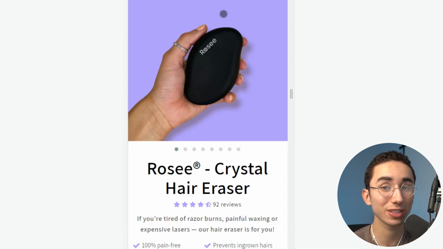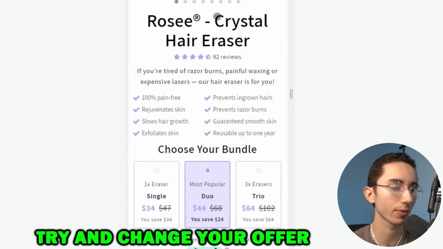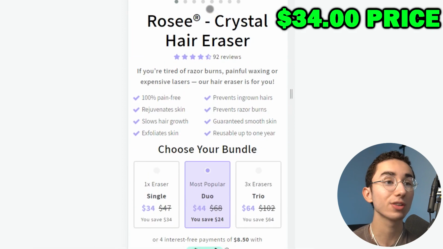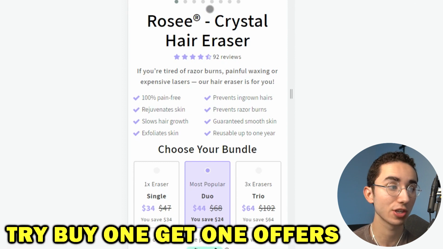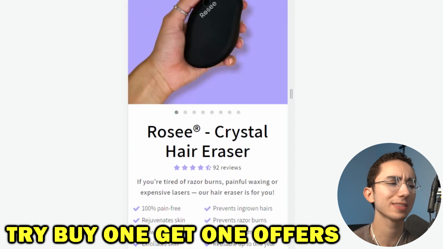Well, the major thing you can do is always changing up your offer, your price, the bundle deals, whatever you're doing. So if I'm selling this product right here, and let's say it cost me $5 and I'm selling it for $34, there's a lot of wiggle room there with margins to do buy one, get one free, to do buy one, get two free.